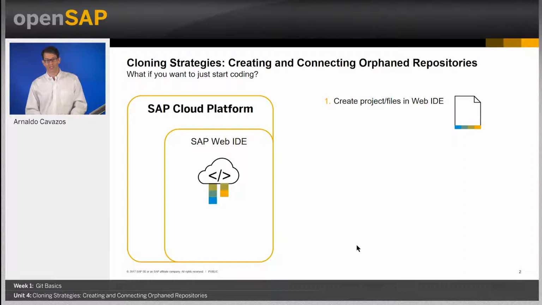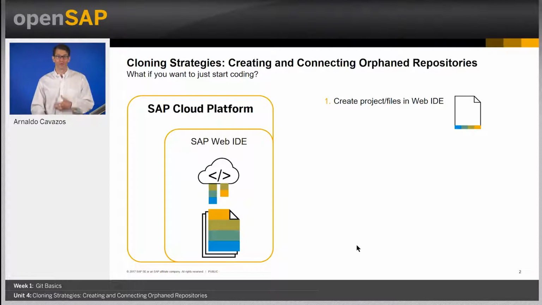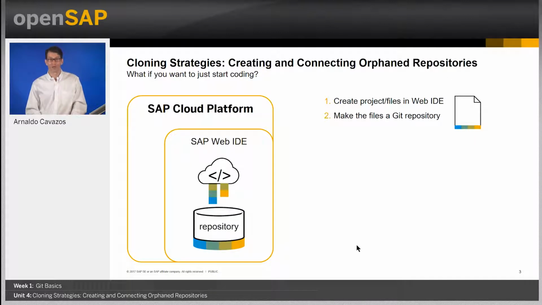Here's the basic process. You start by creating a project or just a set of files in Web IDE. This could take 10 seconds if it's just a few files, or it could take a few weeks if you work on your own personal full-blown development project without the benefit of version control. Next, you use Web IDE to transform your files into a local Git repository.